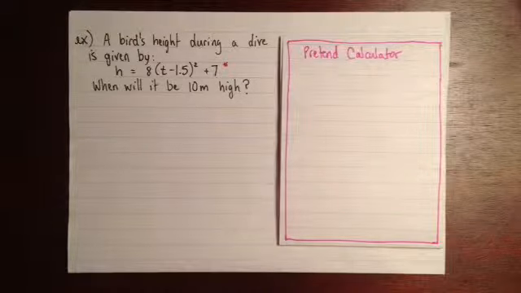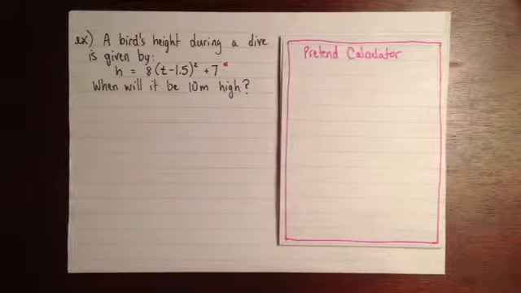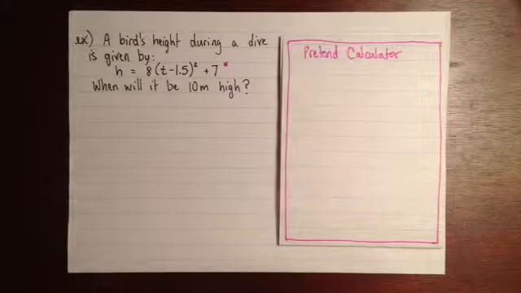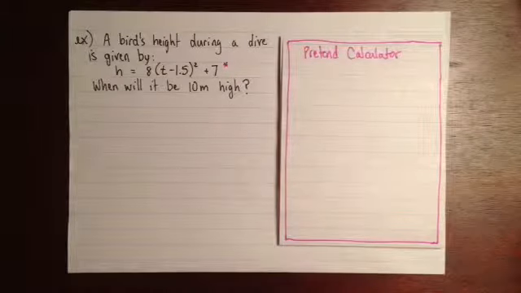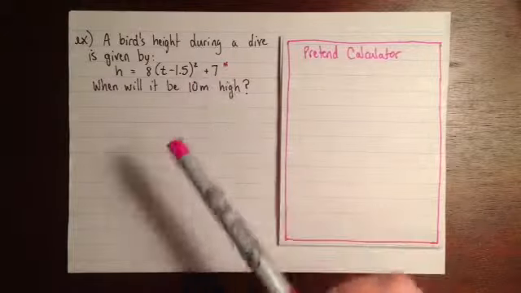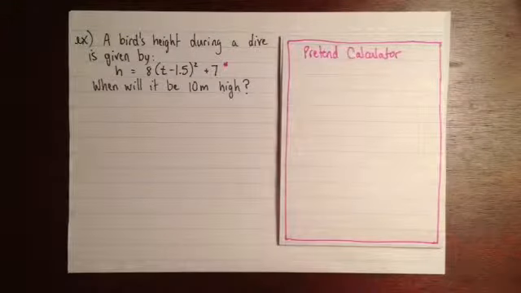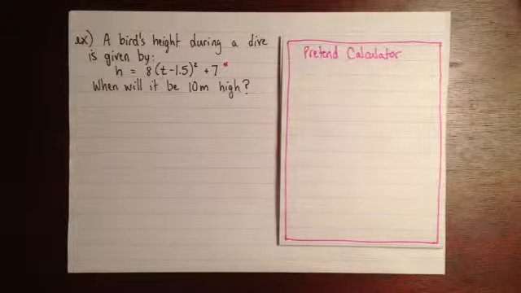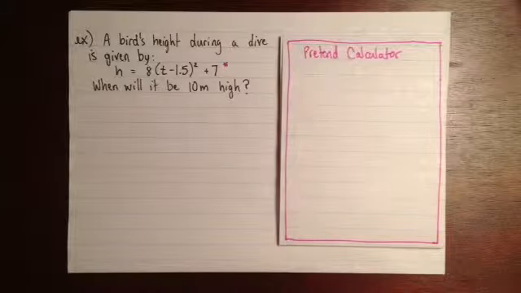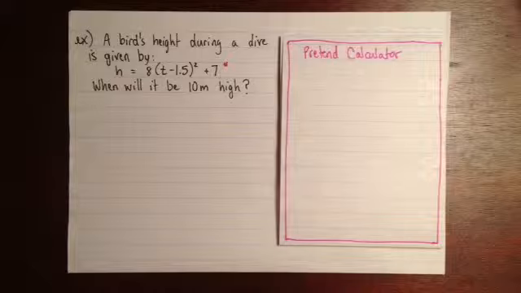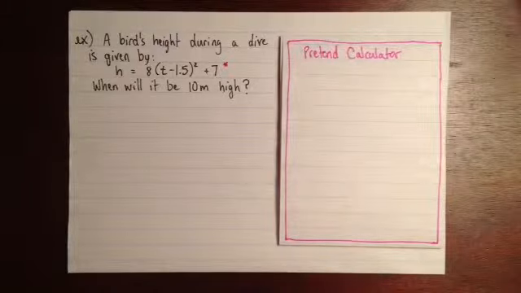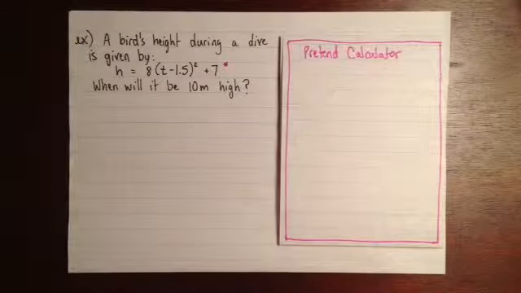Okay. So here's a question. A bird's height during a dive is given by h equals 8 times (t minus 1.5) quantity squared plus 7. I put this asterisk here to explain what the variables are. h is the bird's height in meters off the ground, and t is the number of seconds since the bird started the dive. I just didn't write that down here because I only have this much space. So the question is, when will the bird be 10 meters high?